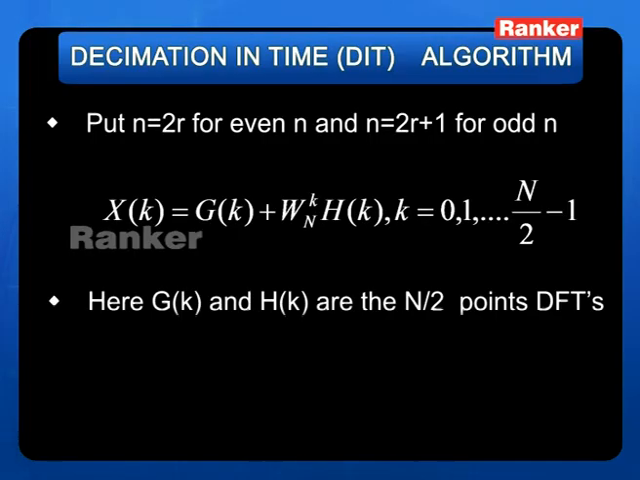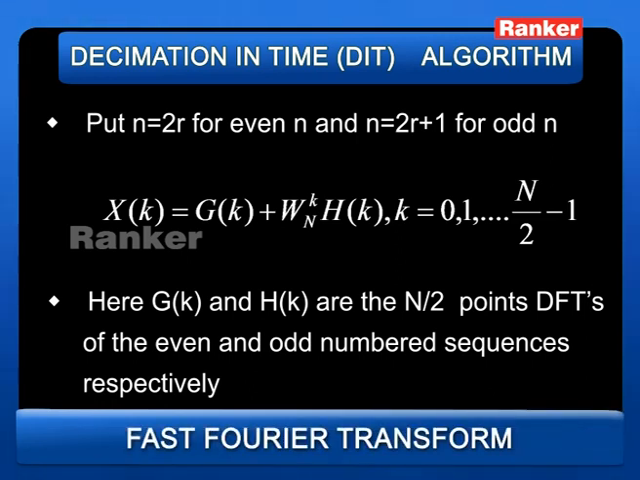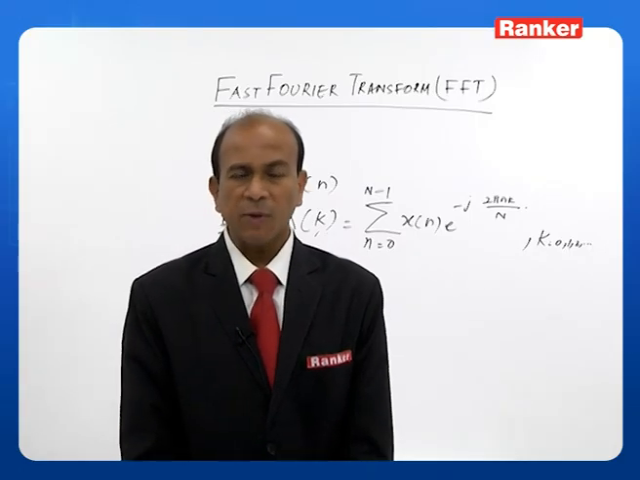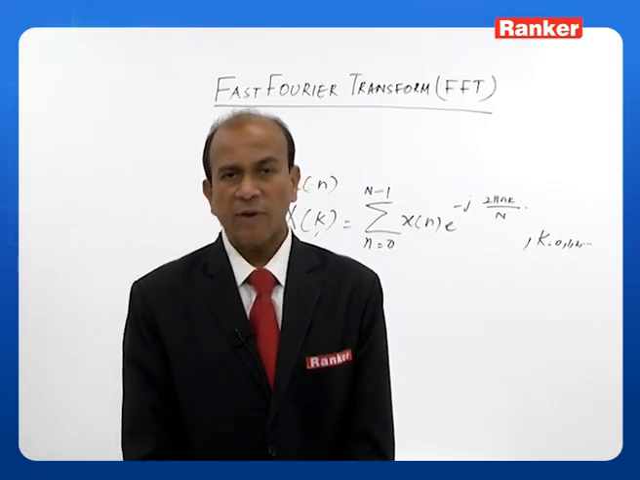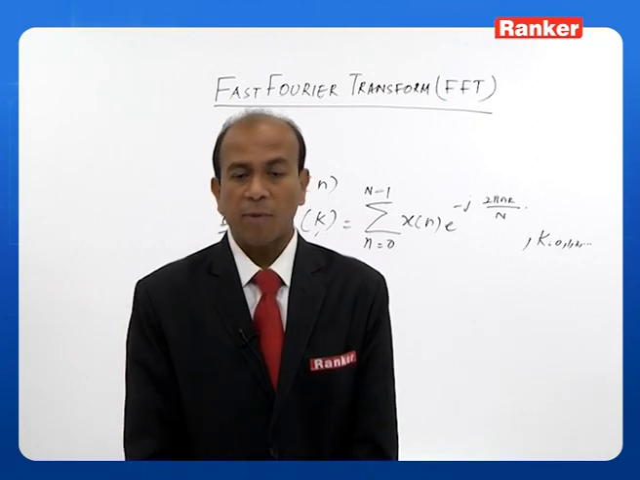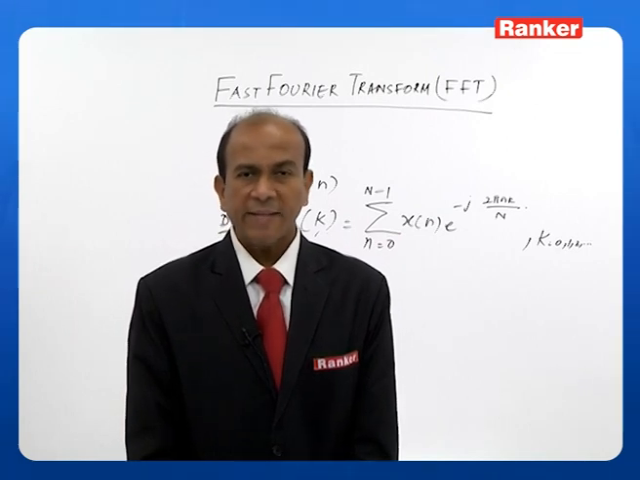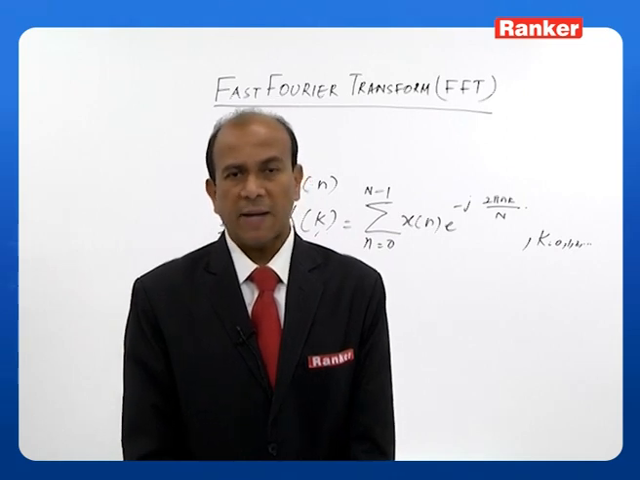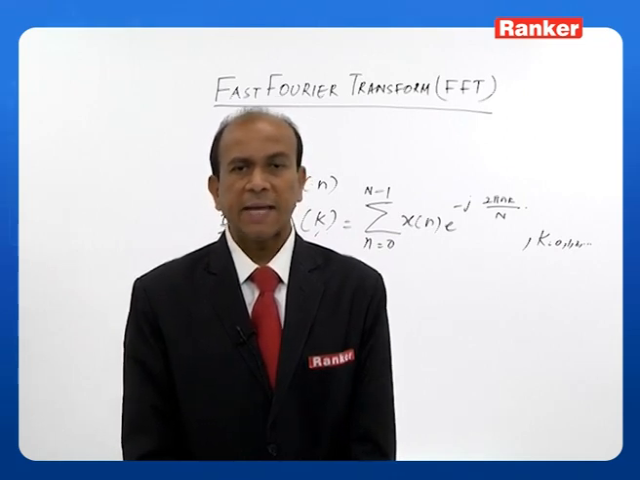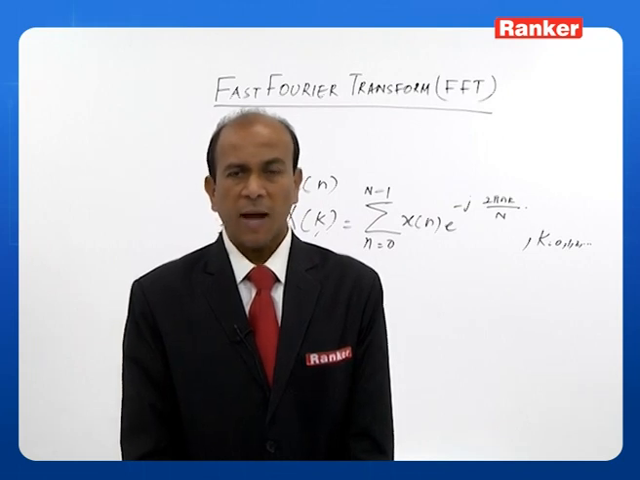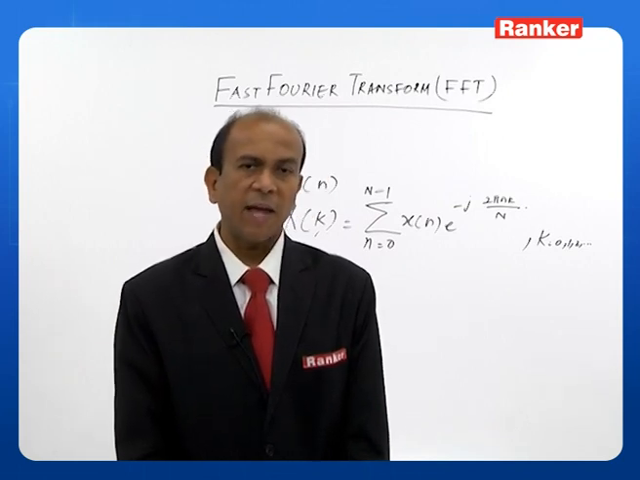So x of k, as you see here, is written in two terms, g of k plus W_N to the power k times h of k, where g of k and h of k are the n by 2 point DFTs of the even and odd numbered series. So g of k I am using for the even numbered series and h of k for the odd numbered series respectively. So in other words, what have we done? A sequence which is of n points has been broken effectively into two equal parts. One of them is the even part, which is of length n by 2, and the other is the odd part of length n by 2.